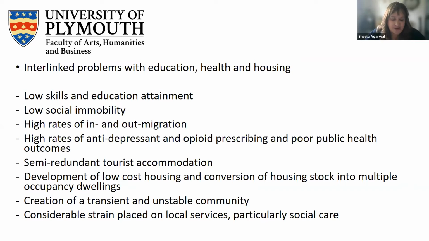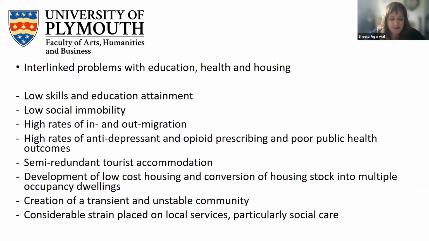Many coastal communities are highlighted by low skills and education attainment, by low social mobility, high rates of in and out migration, high rates of antidepressant and opioid prescribing, and poor public health outcomes. For instance, poor mental health in coastal communities is a specific problem. Many such localities are also characterised by semi-redundant tourist accommodation.